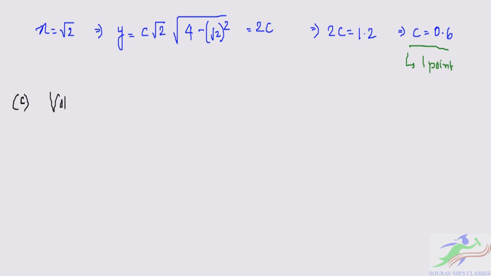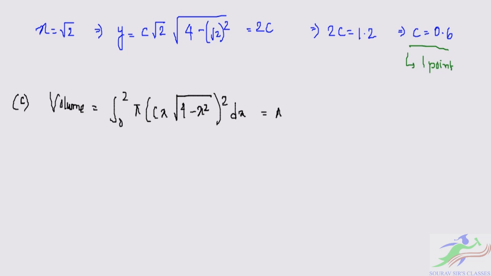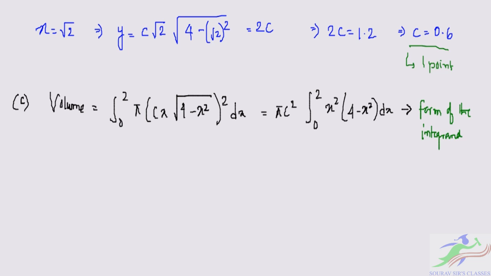So volume can be expressed as the integral from 0 to 2 pi of c x root over 4 minus x square, whole square, dx, and we can write it as pi c square times the integral from 0 to 2 of x square times 4 minus x square dx. So this is the form of the integrand.